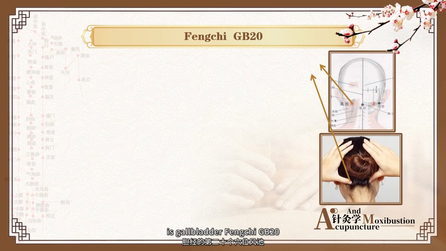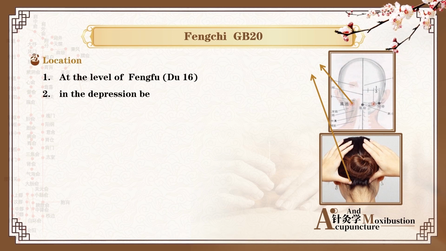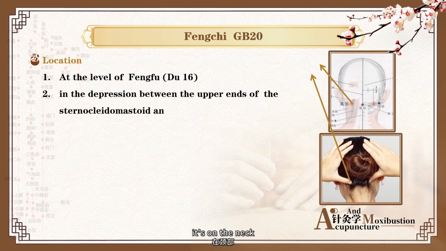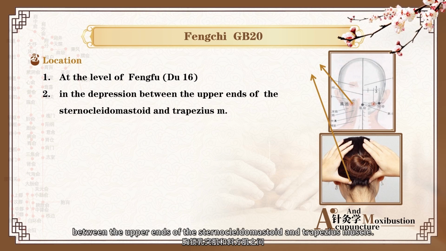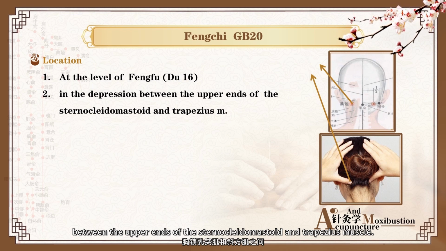The first is gallbladder 20, 风池. For the location of this point, it's on the neck, in the depression between the upper end of the sternocleidomastoid and the trapezius muscle.